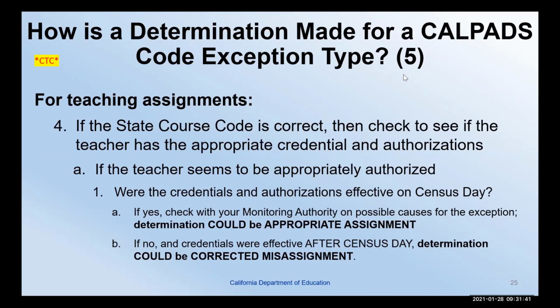So why is the exception being generated if the teacher seems to be appropriately authorized? Well, the first things to check here is to make sure that the authorizations were effective on census day, that that document hasn't lapsed or wasn't earned after census day. If it was actually effective on census day, it could be an appropriate assignment, and we saw a few of these for a few reasons. Here's one of those caveats.